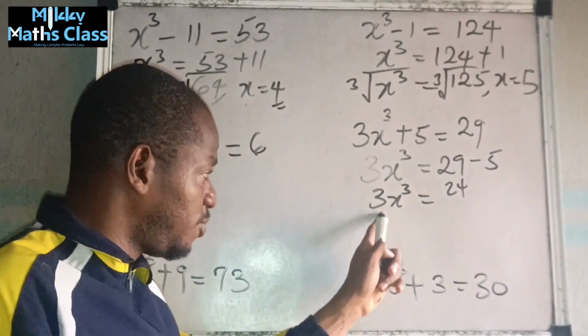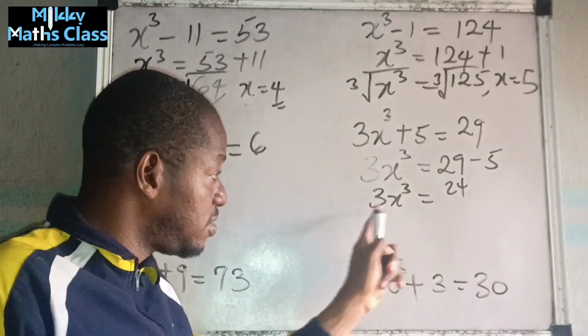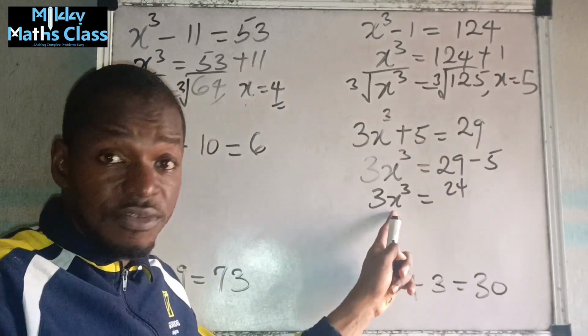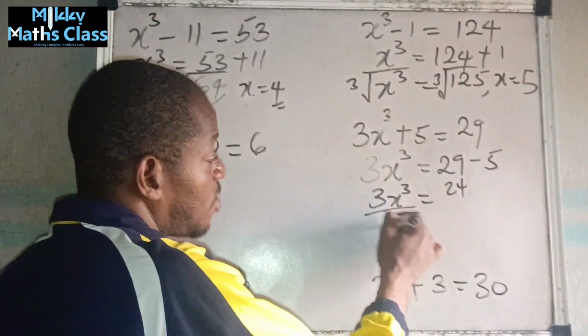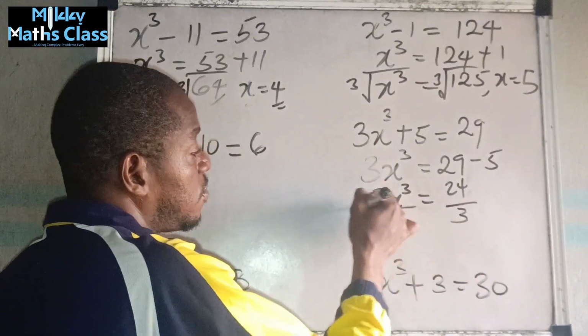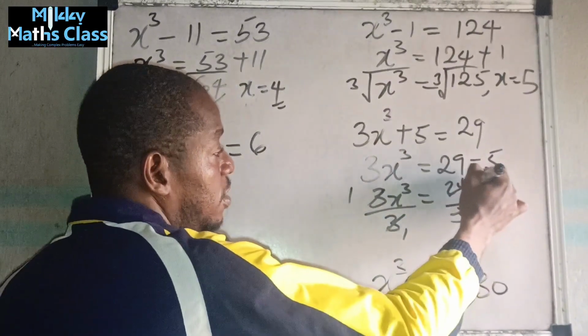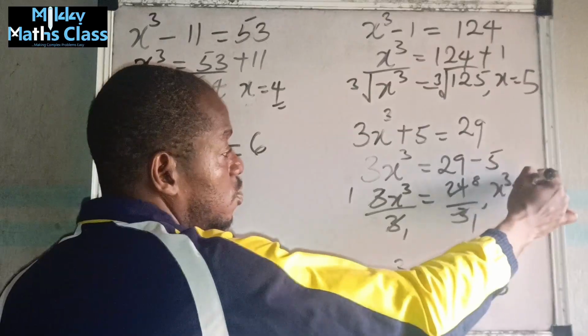Now, what do we do? The coefficient of x cubed, take it away. This is 3 times. To remove multiplication, we introduce division. So we divide both sides by 3. 3 divided by 3 is 1, and 24 divided by 3 is 8. So x cubed is equals to 8.